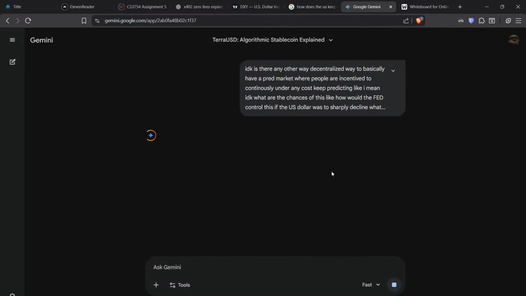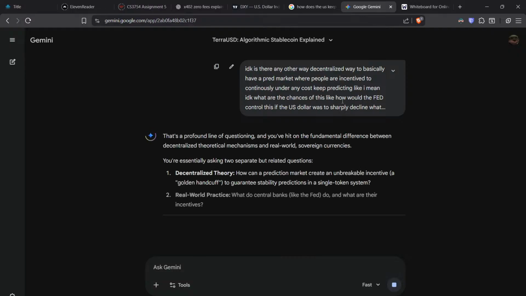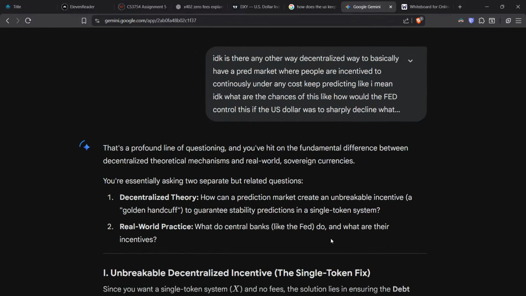I don't think they even do fixes. I think real world currencies have a problem with this.